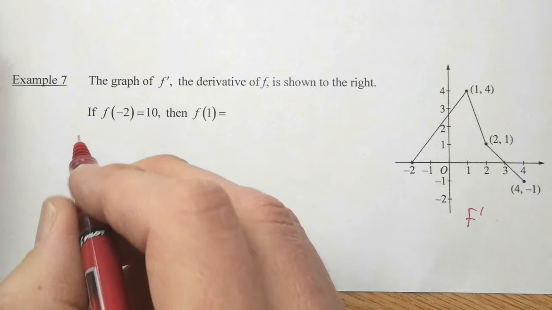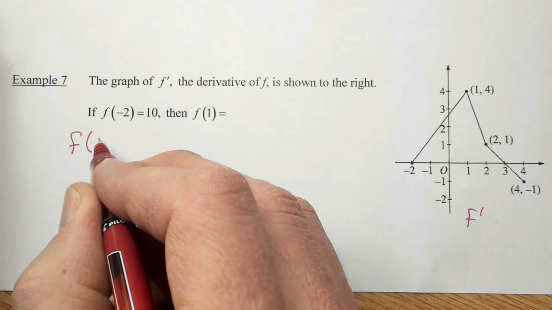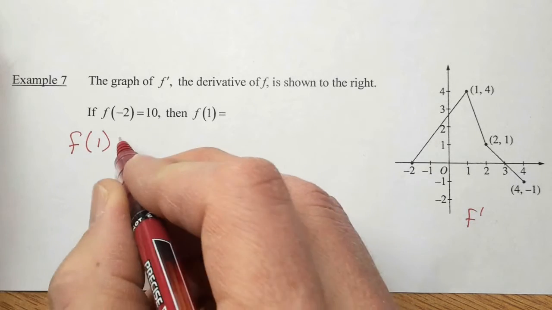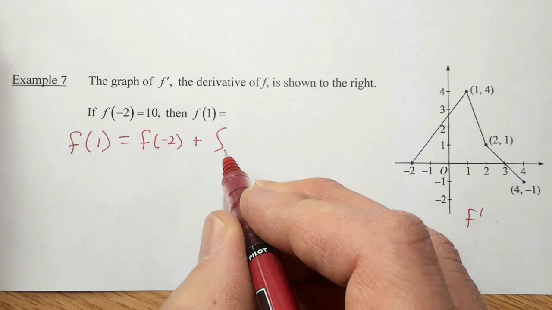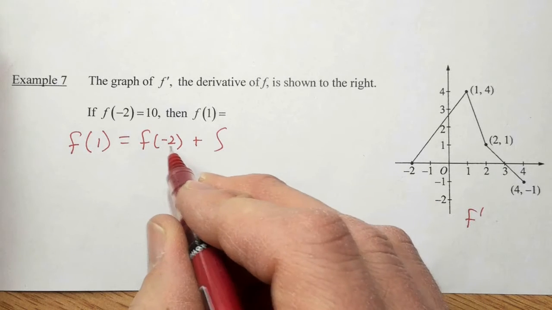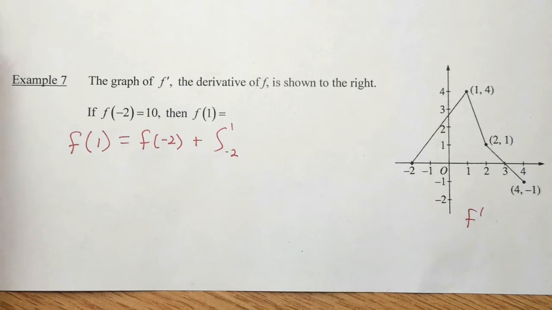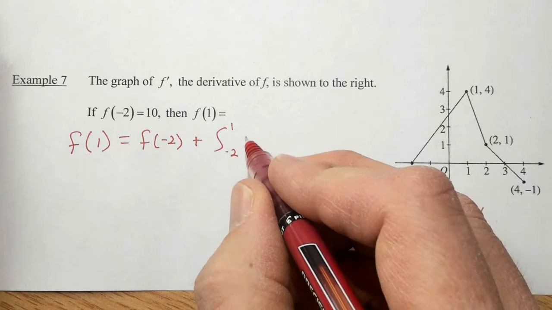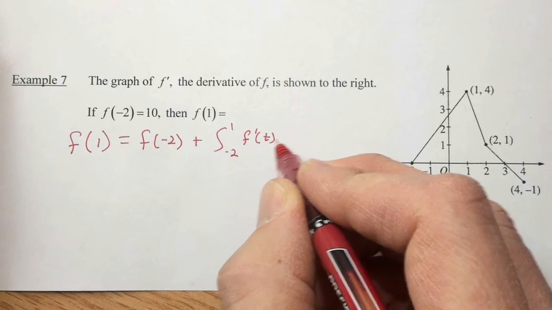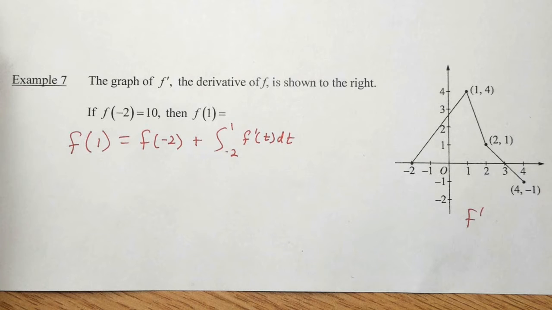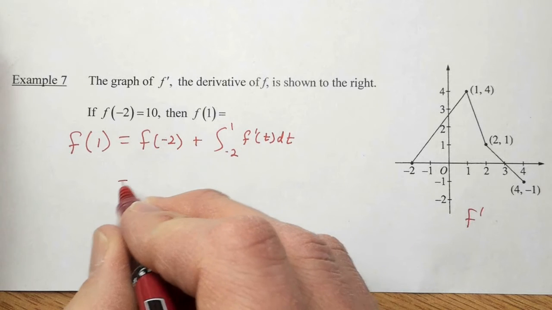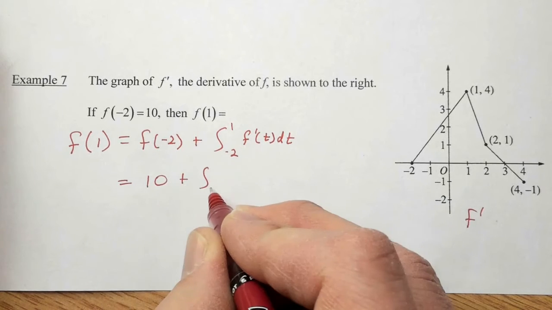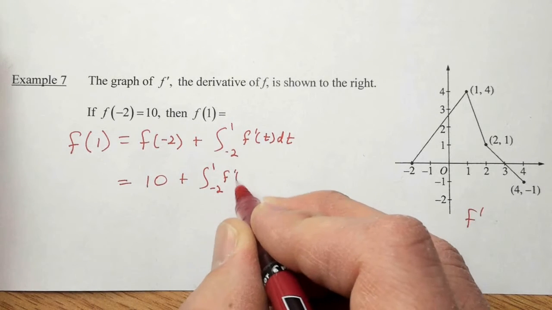10. So, using that same function building method, f of 1 is equal to f of negative 2 plus the integral from the point that we know, negative 2, to the point that we want, which is 1, of all the change. So f prime of t dt, or f prime of x dx, it doesn't really matter what the variable is there. So f of negative 2 we know is 10, so we're going to have 10 plus the integral from negative 2 to 1 of our derivative.